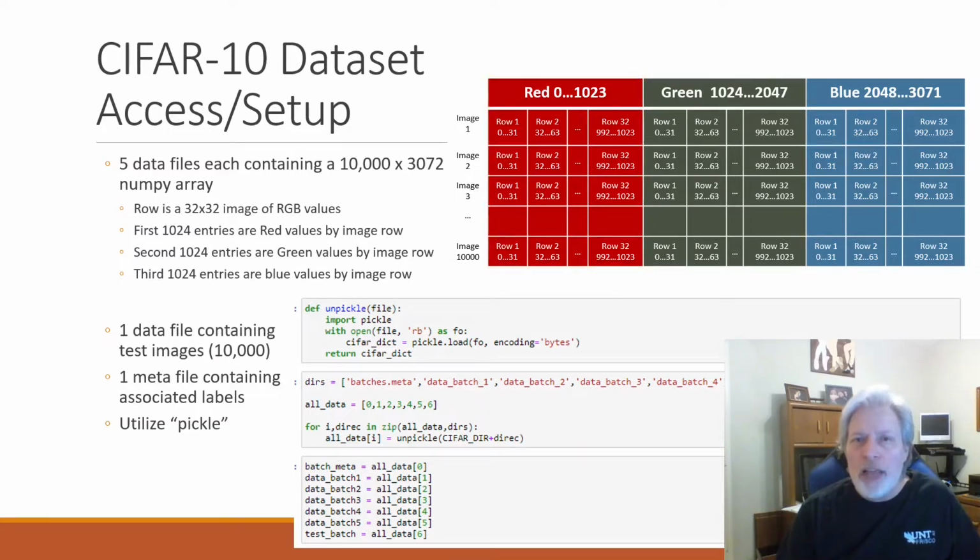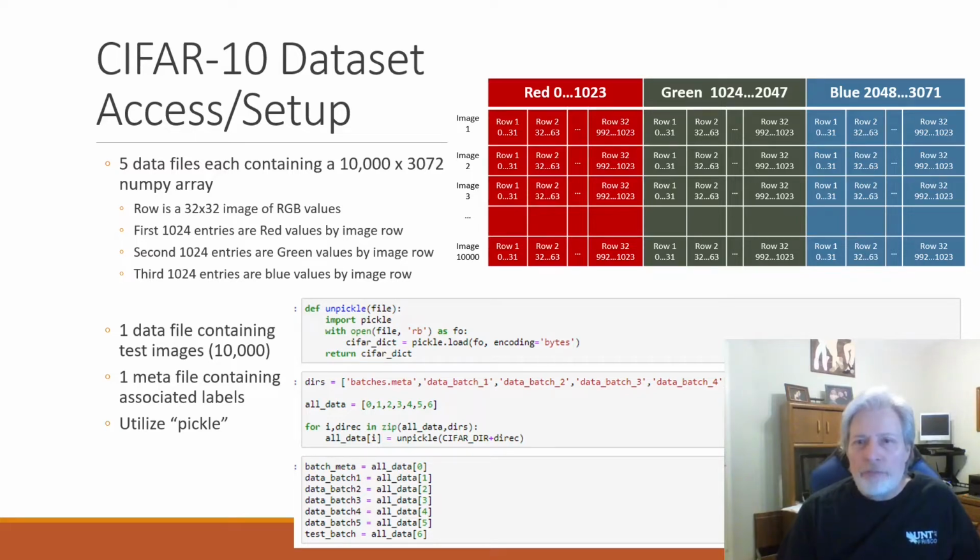The first 1,024 columns were the red values by image row. So columns 0 through 31 represented the red values for the first row of pixels in the image, while columns 32 through 63 represented the second row of pixels in the image, and so forth. The second set of 1,024 columns were the green values by image row. And finally, the last set of 1,024 columns represented the blue values by image row.